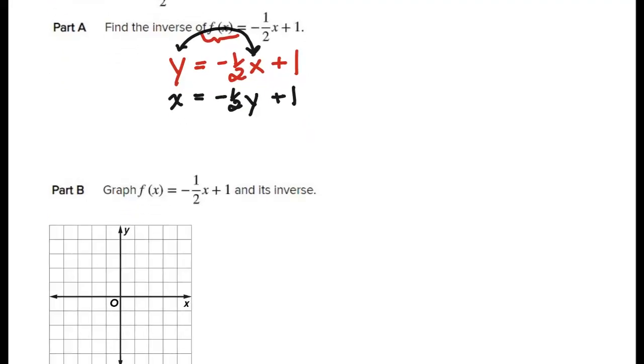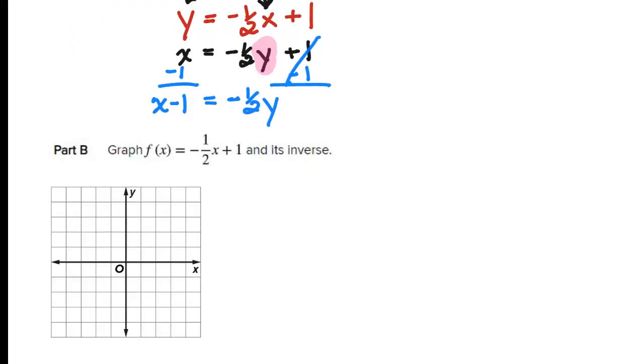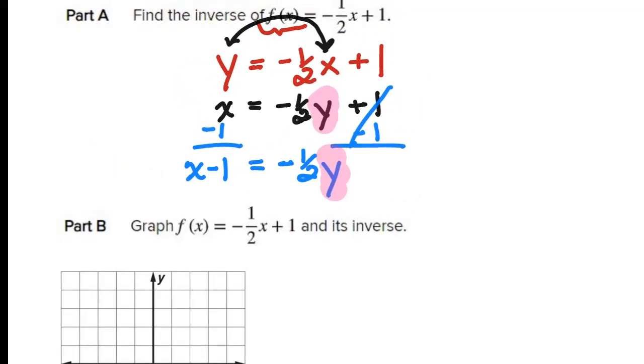I am trying to solve for y. Subtract 1. So subtract 1, subtract 1. The 1's cancel out. I get x minus 1 is equal to negative 1/2 times y. Again, I am trying to get y by itself. So what would I do here? I want y by itself. By?